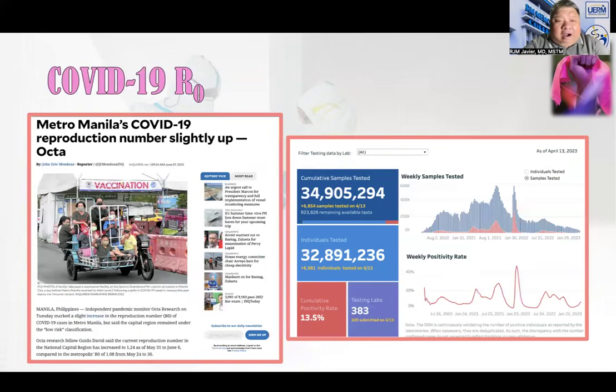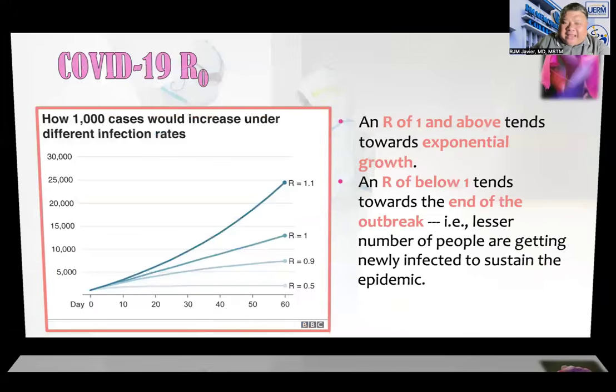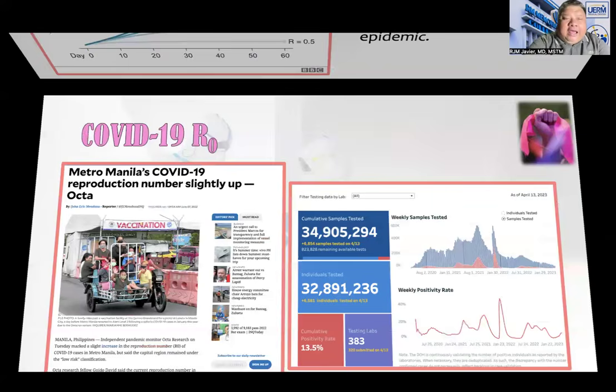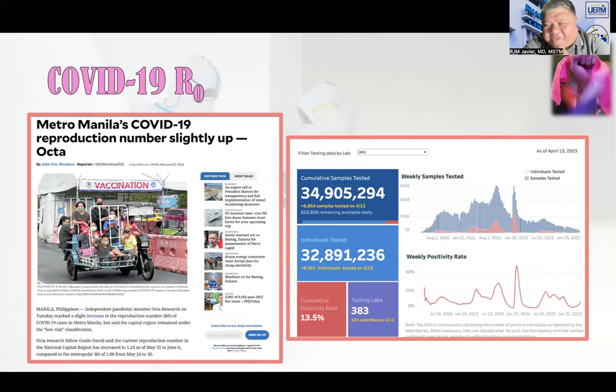So let's look at the R. Let me go back here. I want to again say here that an R of below 1 tends towards the end of the outbreak. Towards the latter part of the administration of Rodrigo Roa Duterte, in 2023, they said maybe we should stop monitoring the daily R naught and all that. But if you look at this, published sometime in June 2022, our R was still around 1.08, still not below 1. And you look at the cumulative positivity rate of 13.5% when the monitoring of COVID-19 stopped in April of 2023.